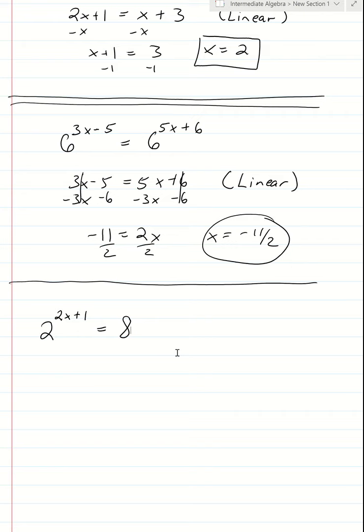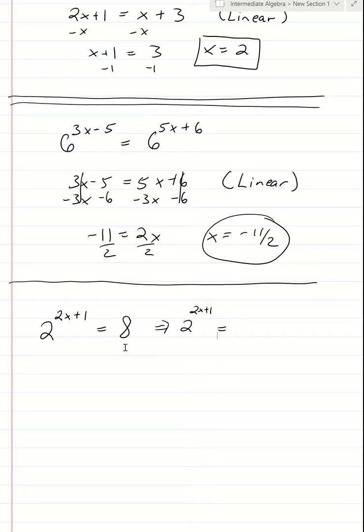But what we're going to have to do is change one of the bases, because we need to have the same base on the left and on the right. And it's going to be easier to take the larger number and write it as the smaller base. So we are going to leave the left side as 2 to the 2x plus 1 power.